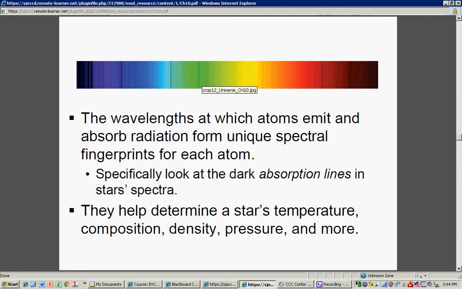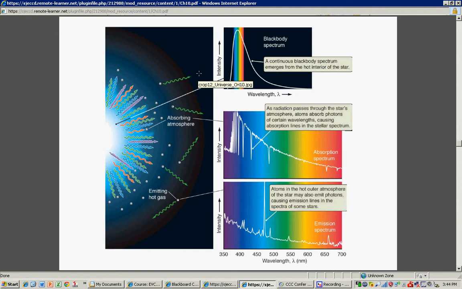Okay, and then you have all these millions. See these little black lines in there? Those are absorption lines. They're on display in a rainbow that has been collected from a star.